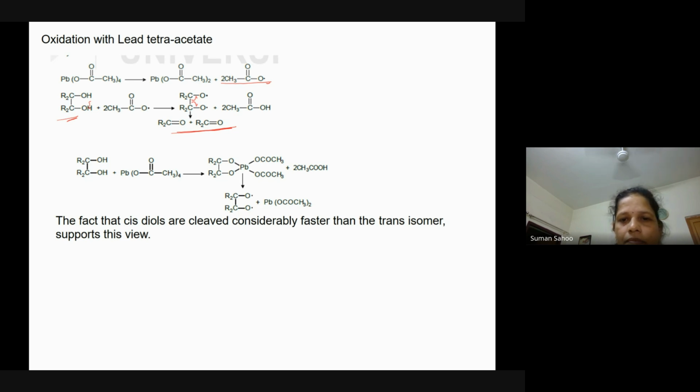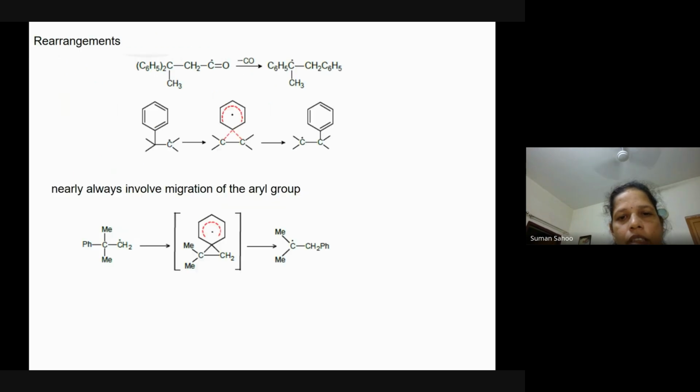Okay, so in this case, as you know, oxidative cleavage is faster, cleaving considerably in your cis diols as compared to your trans isomer.